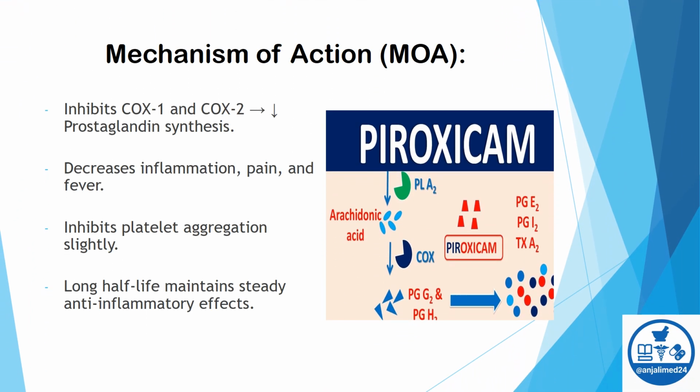Mechanism of action. The mechanism involves inhibition of the cyclooxygenase enzymes that produce prostaglandins, which are the mediators of inflammation, pain and fever. Reduced prostaglandin levels lead to pain relief and decreased inflammation. Inhibition of cyclooxygenase 1 removes the protective gastric mucosa effects, which causes GI irritation.